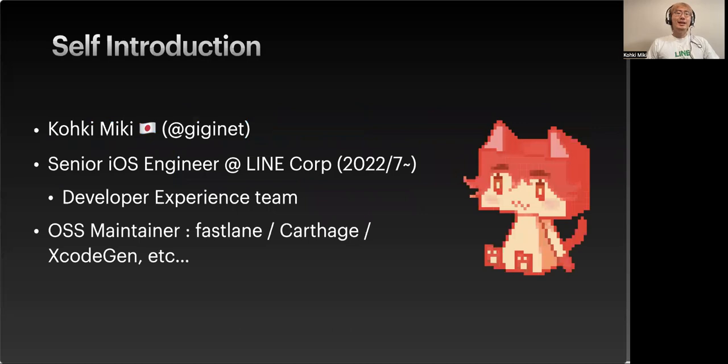Hi, I'm Giginet. I'm a senior iOS engineer for the developer experience team at Line Corp. Since I joined Line in July, I have improved the build system of the Line app. I also work as a committer for some famous open source DevOps tools like Carthage, Xcode, and Fastlane. I'm glad to talk at this conference.